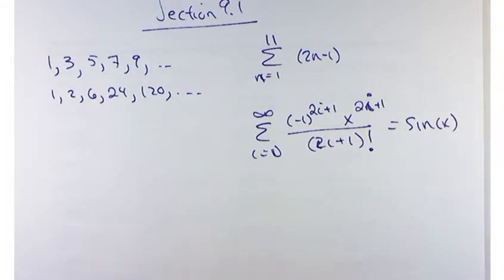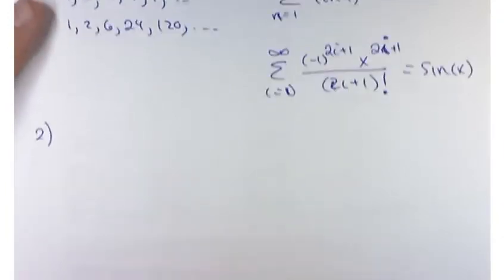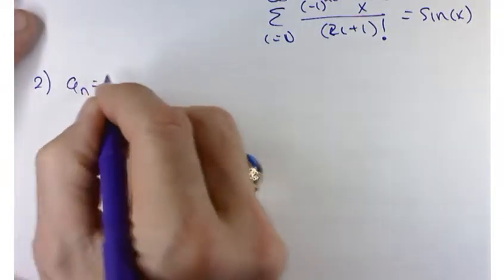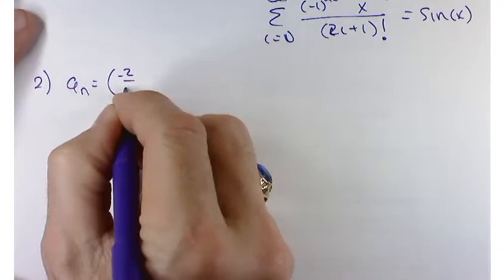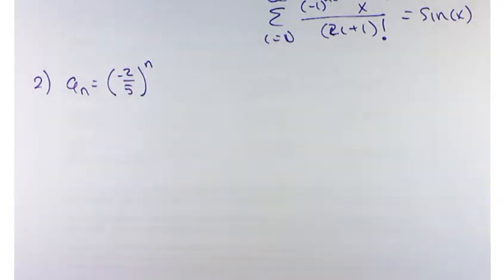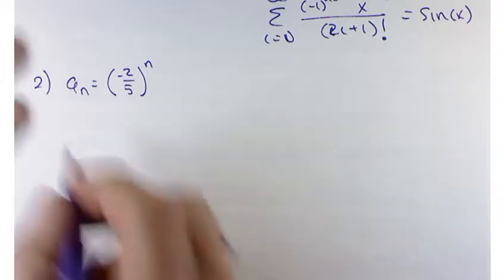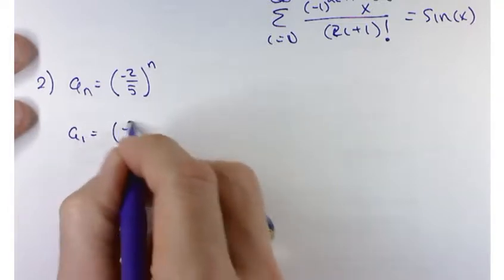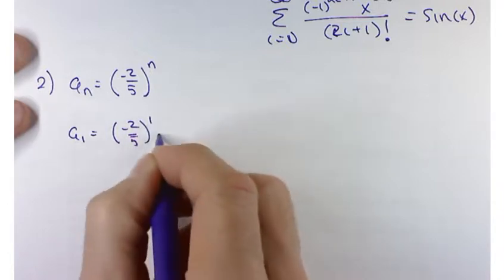We're going to first start with working with series and sequences. So let's start with problem number 2, which introduces the general notation for a sequence. They describe a sub n as being generated by this term, negative 2 fifths to the nth power, and they ask you just to list the first 5 terms of this sequence. So a sub 1 would be negative 2 fifths to the first power, or just negative 2 fifths.